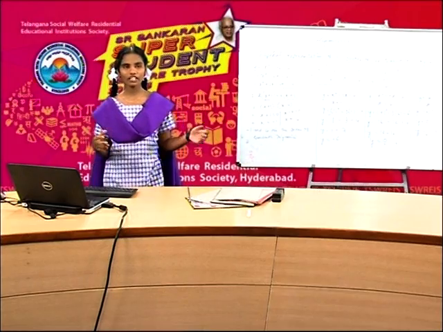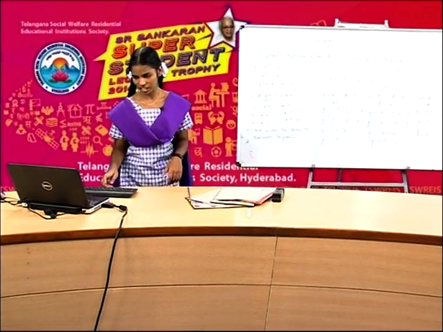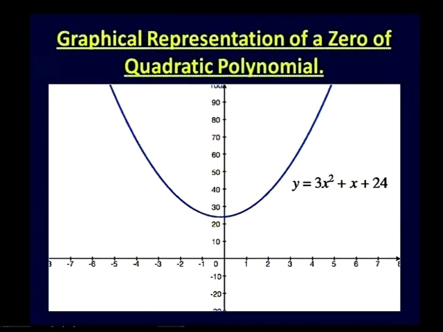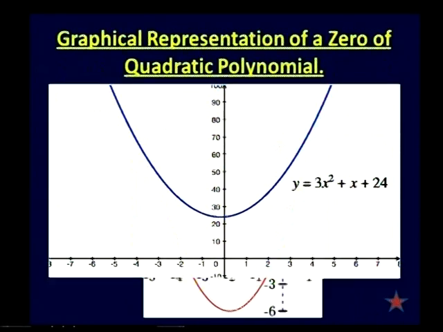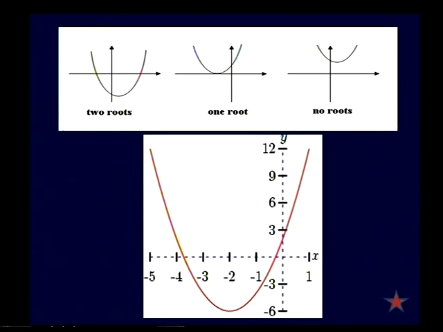Friends, now we are going to the PowerPoint presentation. Here, this is a graph. It is a graphical representation of the zeros of a quadratic polynomial. Friends, if you see here, the graph intersects the x-axis at 2 points. Here is the first point and here is the second point. It intersects the x-axis 2 times, so it is called 2 roots.